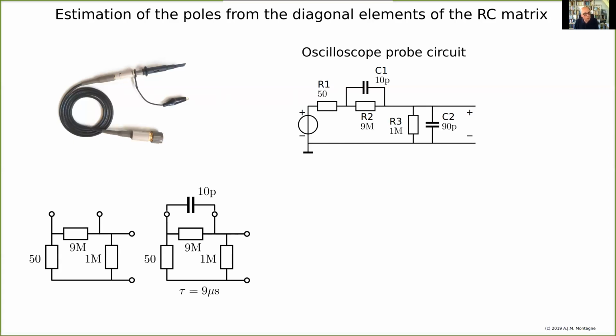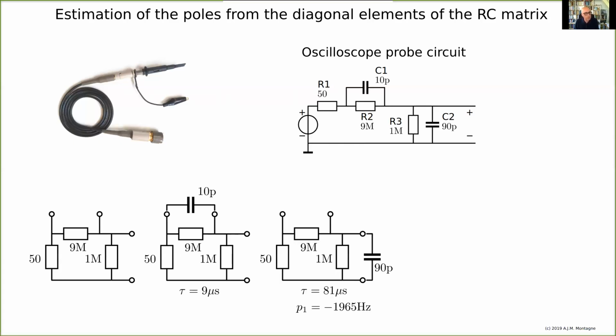Then we are going to remove this capacitor and go to the second port. And at the second port, there is 90 pF connected to 1 meg in parallel with 9 meg and 50 ohm in series. And this gives us 81 microseconds.